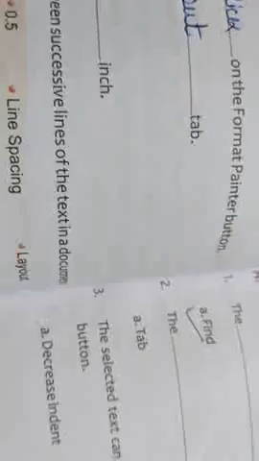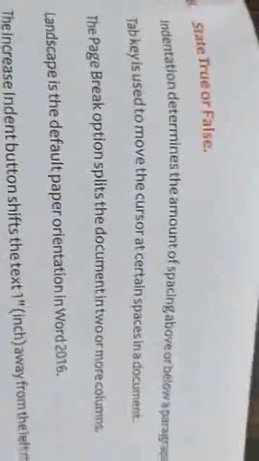Line spacing is the vertical distance between successive lines of text in a document. Indentation determines the amount of spacing above or below a paragraph is false. Tab key is used to move the cursor to a certain space in a document is true.